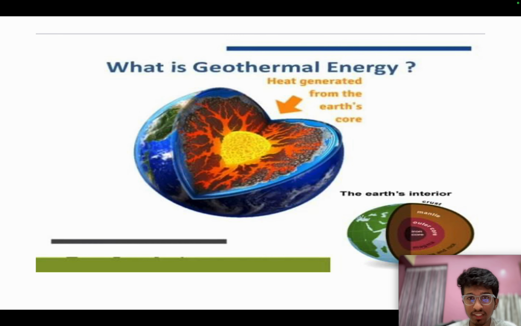We are going to study geothermal energy in this. What geothermal energy basically is, and why it is so necessary these days, is because it is a natural energy source which already exists in our earth, and it is also a renewable energy source.